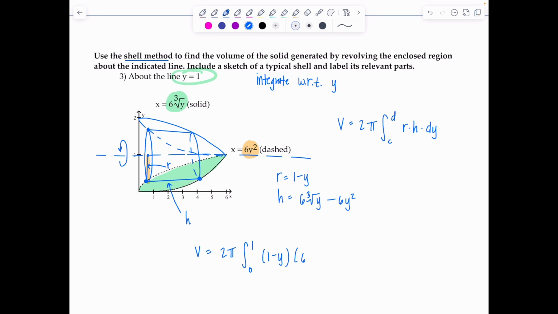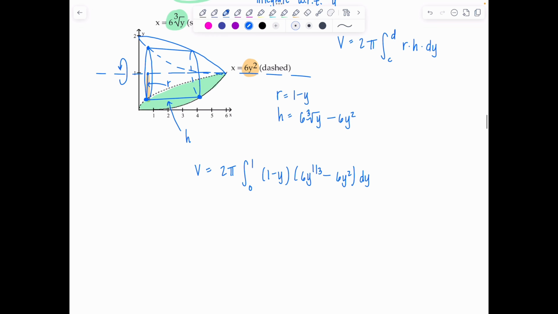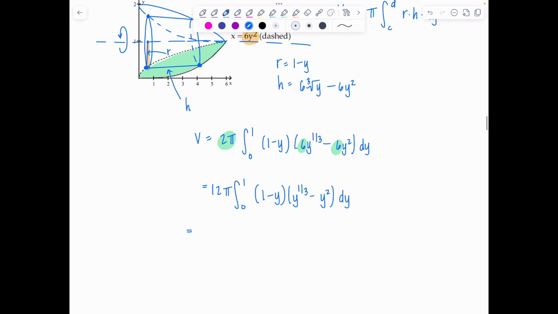Ugliest 6 I've written in my life. 6 cubed root of y is y to the 1/3 minus 6y squared. I'm getting ready because we're going to integrate. Now what we can do, we can factor this 6 out and put it with the 2 pi in the front. So then we have 12 pi integral 0 to 1, 1 minus y to the 1/3 minus y squared dy, and then you just FOIL your little heart out.